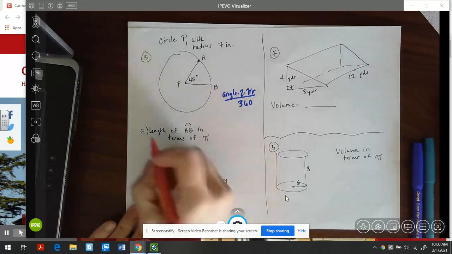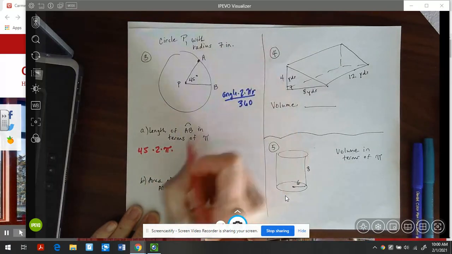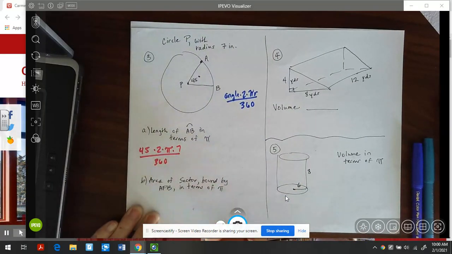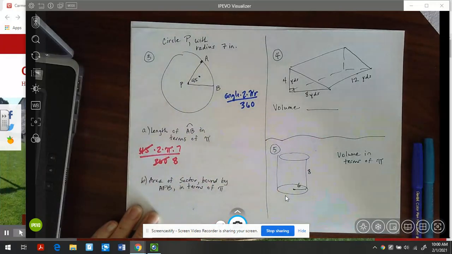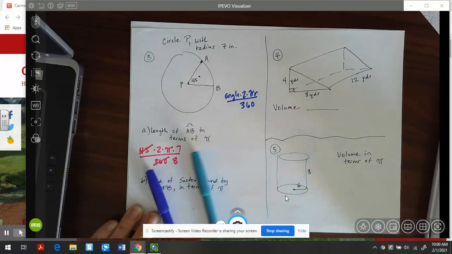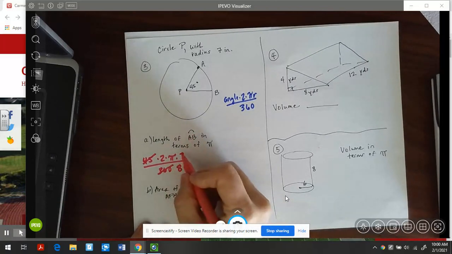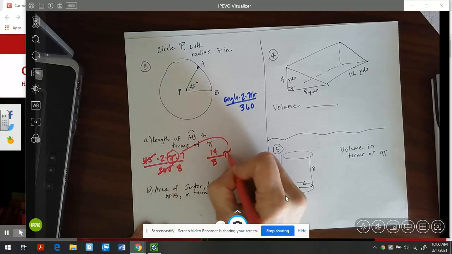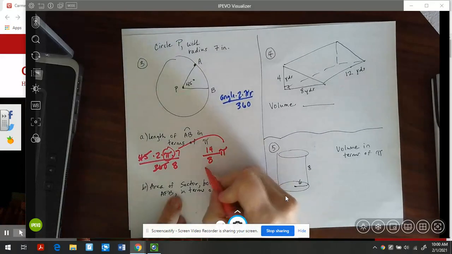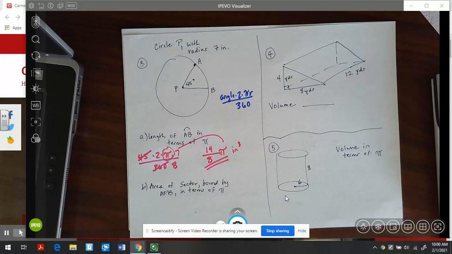So the central angle is 45 times 2 times pi times the radius, which is told to us to be 7, all over 360. 45 is one of those angles that divides nicely into 360. If you do 360 divided by 45, it goes in 8 times. Let me double check that every now and then. Yes. All right. So now I've got 2 times 7, which is 14. I have an 8 on the bottom, and then that pi is just sitting right there. And what units do we have? Inches. There you go.